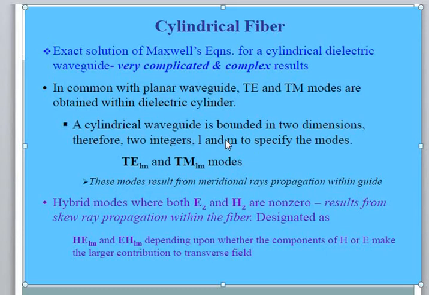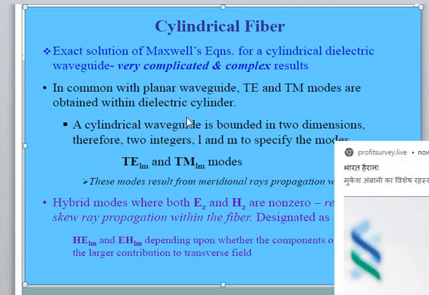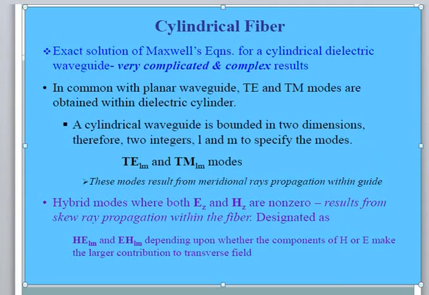You know the cylindrical coordinate systems are r, phi and z, defined with the z axis along the axis of the waveguide. Cylindrical waveguides are bounded in 2 dimensions. In planar waveguides we analyzed TE and TM modes, which are obtained in a dielectric cylinder. So here in the cylindrical waveguide we are using TE, that is transverse electric mode.